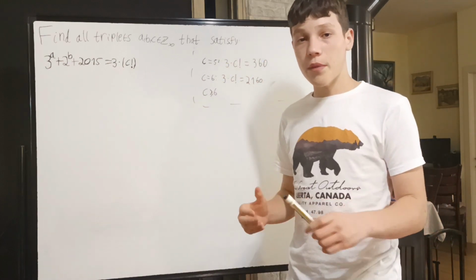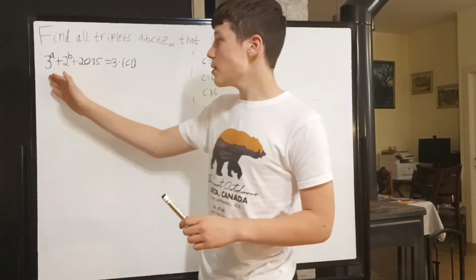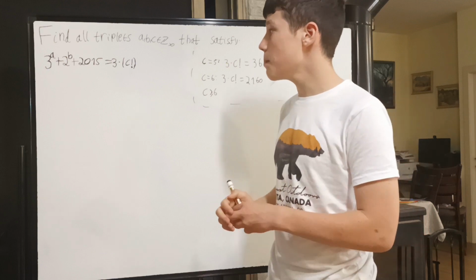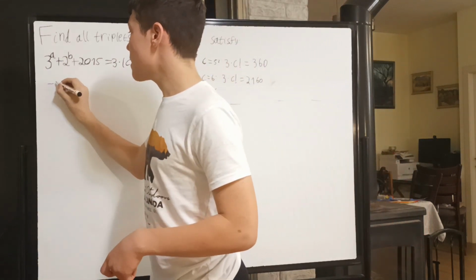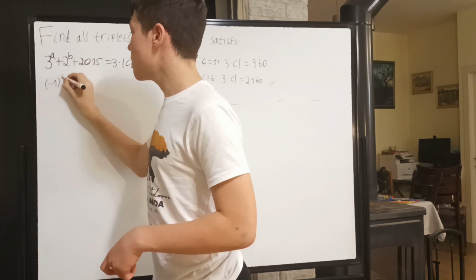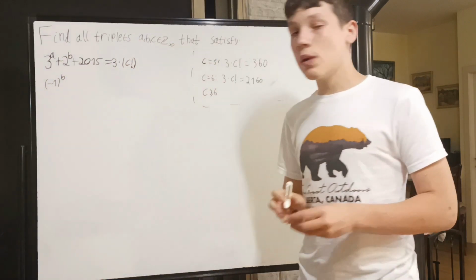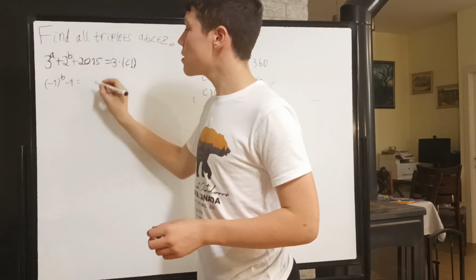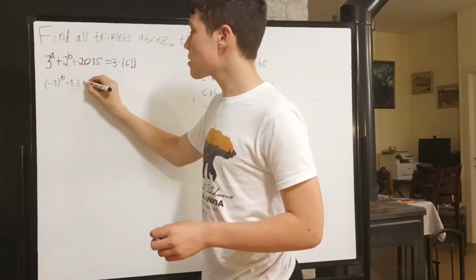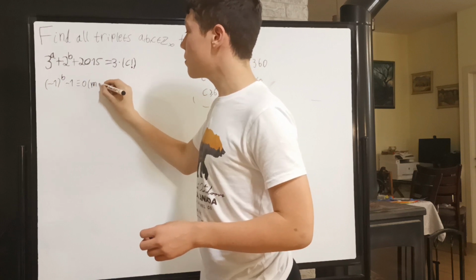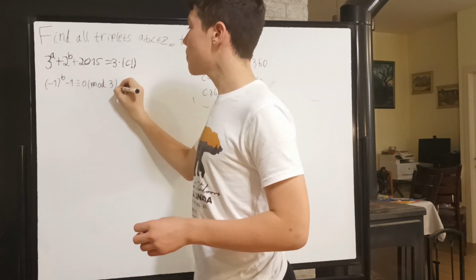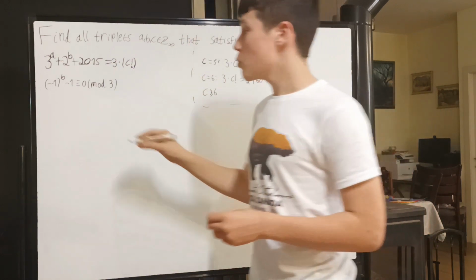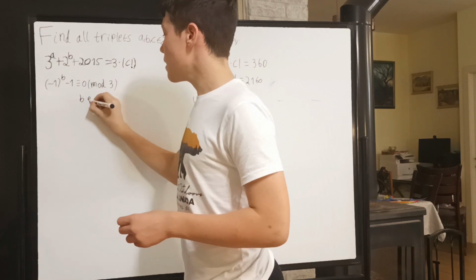So let's apply mod 3 to both sides. 3 to the A is 0 mod 3. 3 times C factorial is 0 mod 3. 2 to the B is negative 1 to the B mod 3. 2015 is negative 1 mod 3. So this is negative 1 to the B minus 1 is congruent to 0 mod 3. Or in other words, negative 1 to the B is congruent to 1 mod 3, which means B is even.